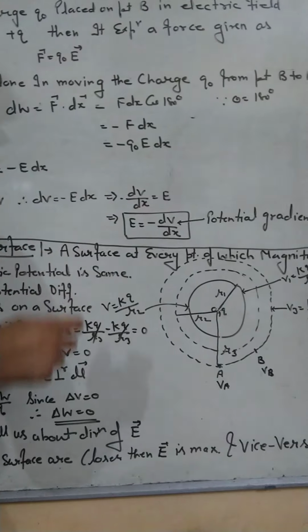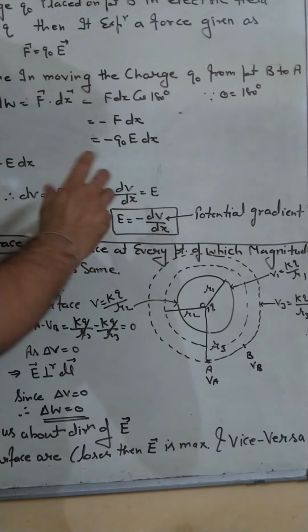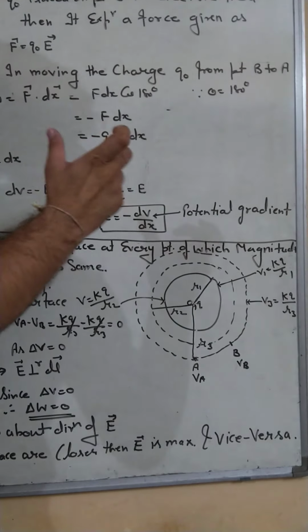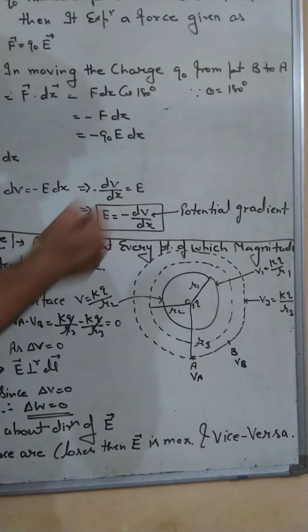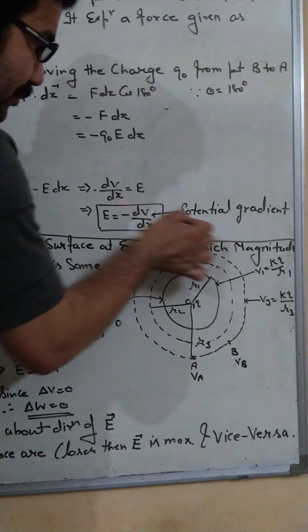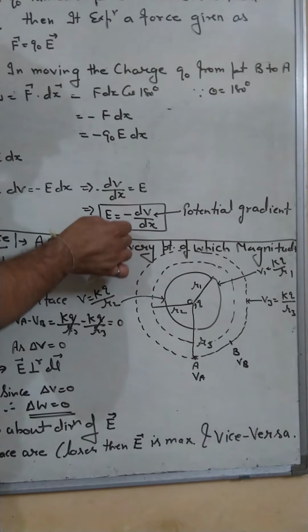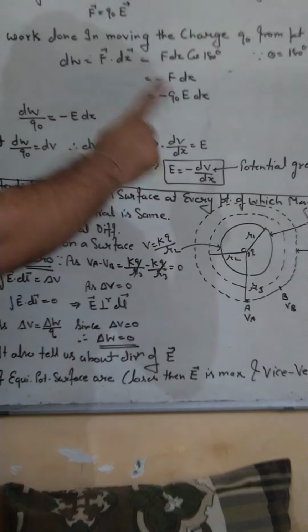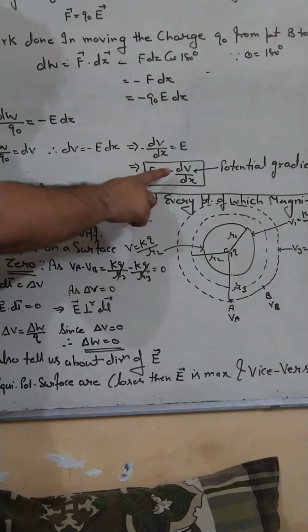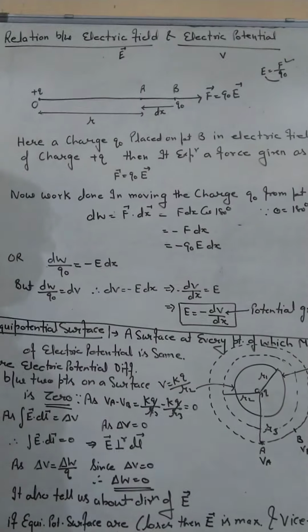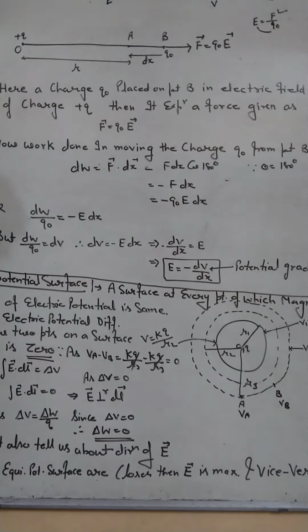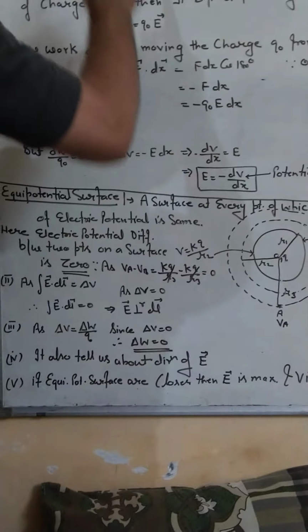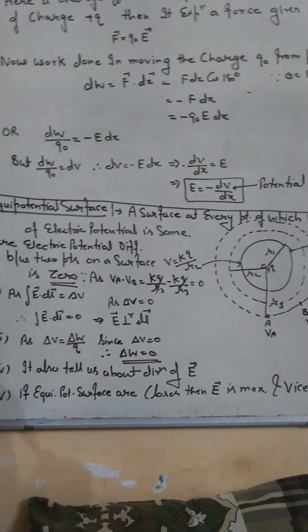with respect to distance. Whenever anything changes with respect to distance, that thing is called a gradient, but here the potential is changing, that's why its common term is potential gradient. And this is the special relation between electric field and change in potential. The negative sign makes it clear that the electric potential always acts in the direction opposite to the electric field. Now this was all about the relationship between electric field and electric potential.